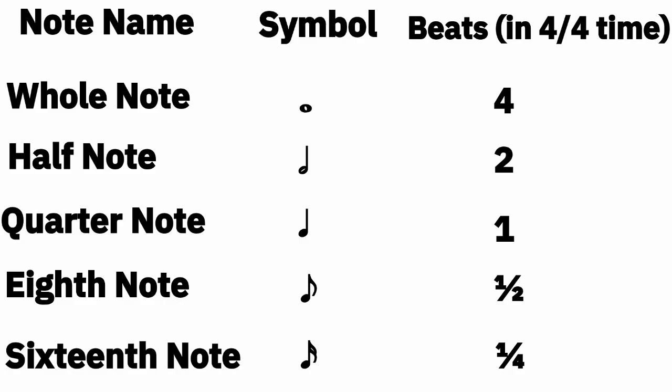Rests represent silence and follow the same time structure. Dotted notes increase a note's value by half of its original duration. Example: a dotted half note equals 2 plus 1 equals 3 beats. A dotted quarter note equals 1 plus 0.5 equals 1.5 beats.